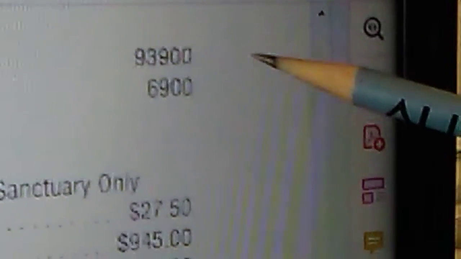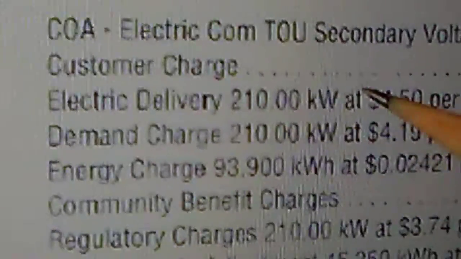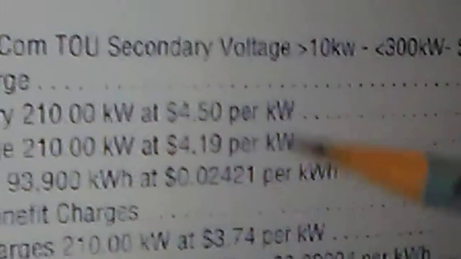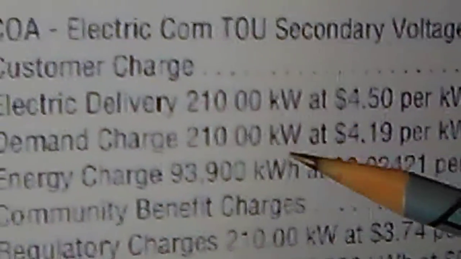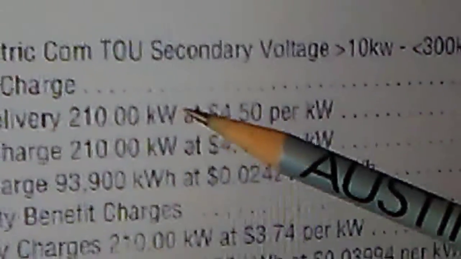The second number occurs just below that. If you've got a solar system, they will show it as total generation in kilowatt hours. That's the total solar generation. In the church's case, it's 6,900 kilowatt hours. The third number, you've got to look at your bill itself, and you'll see a number followed by the letters kW. kW stands for kilowatts, and the number that appears just before that is 210. That is the metered peak demand of the building over the course of the month.